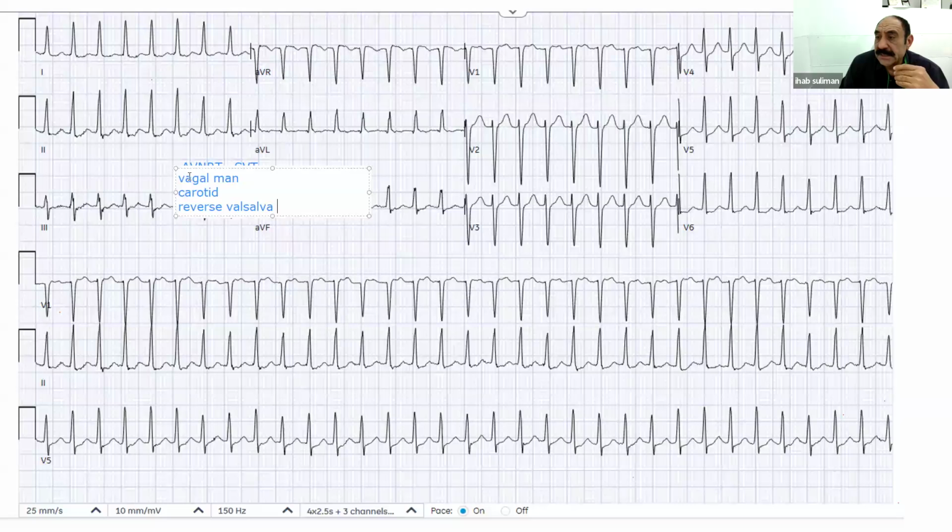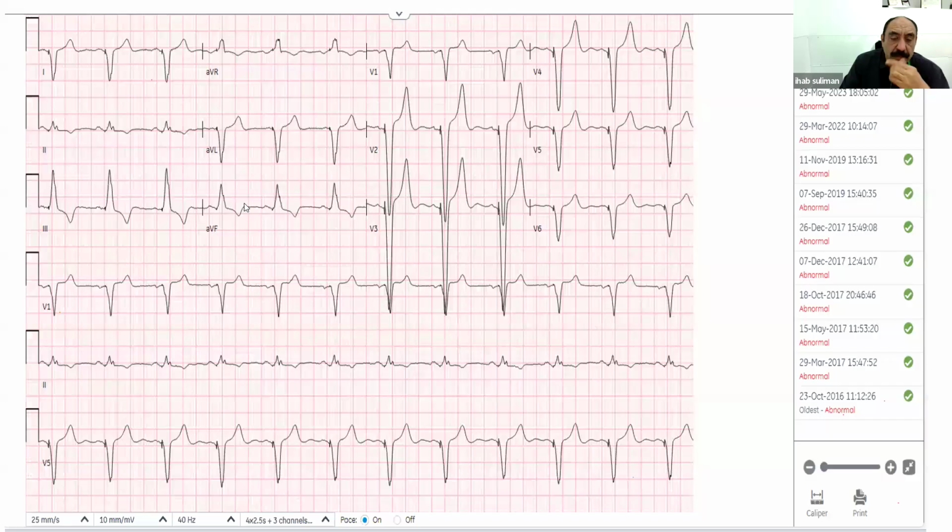If the patient is hypotensive, then you might need to do a synchronized cardioversion. So synchronized cardioversion is allowed when the patient is hypotensive. It will be synchronized cardioversion. So we move on to another example.